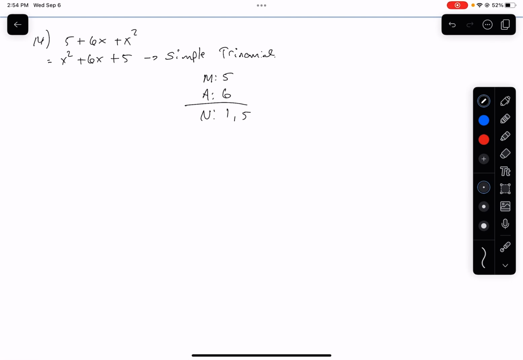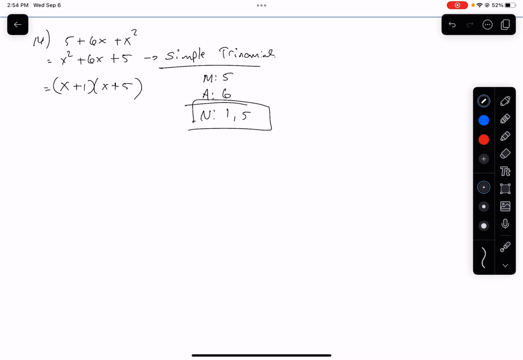Because 5 is prime, this is the only combination of multiples that satisfy, and so the addition term has to work out with those two factors. Okay, and because it's a simple trinomial, we like simple trinomials because as soon as I find these two factors, I can write them in my equation in what we called factored form last year. Okay, so that's number 14.